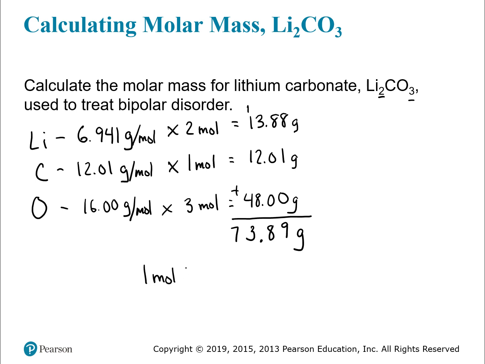So 1 mole is equal to 73.89 grams. The other way that you can write this is to say 73.89 grams per mole. Are we good on that? Do you guys want to do an example on your own, or can we move on?